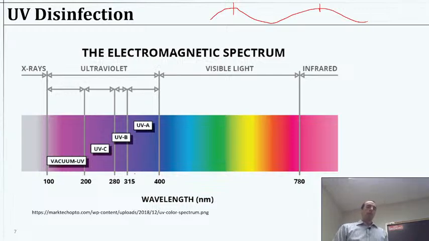UVA, we define just categorically between about 315 nanometers and 400. This is like black lights, right? So you probably don't want to stare at them directly, especially if your eyes are used to the dark. But they are generally not too hazardous. They could give you a skin tan. If you spend a long time in it, maybe you'd get a sunburn.